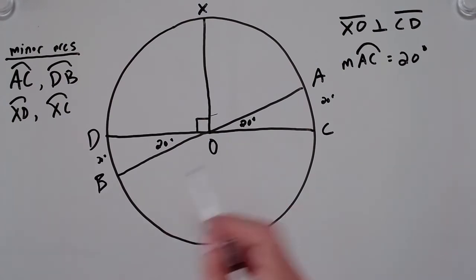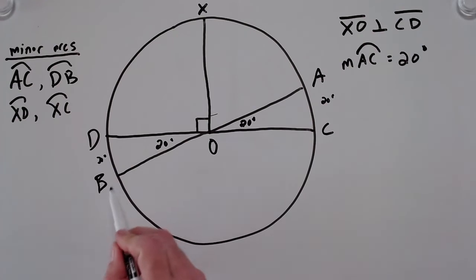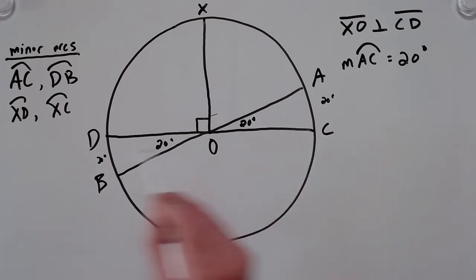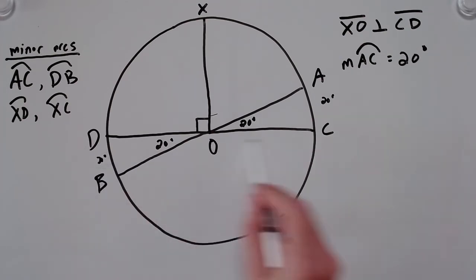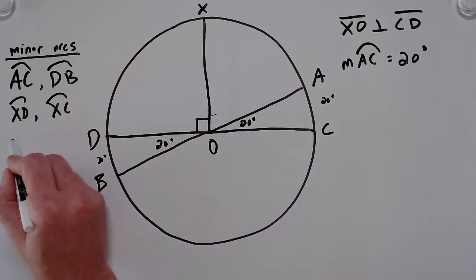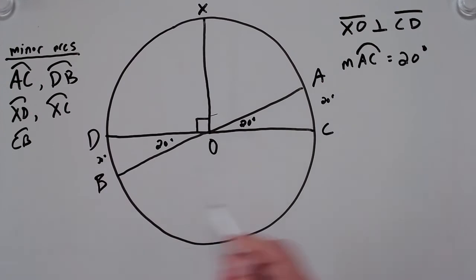Now I can see at least 4 more minor arcs. Do you see them in the circle here? What about BC? This big guy right here. We know from C to D is 180 because we know that this is a diameter. So this is 180. Anything smaller than it must be less than that. So if this is 20, from C to B must be 160. So CB is a minor arc.